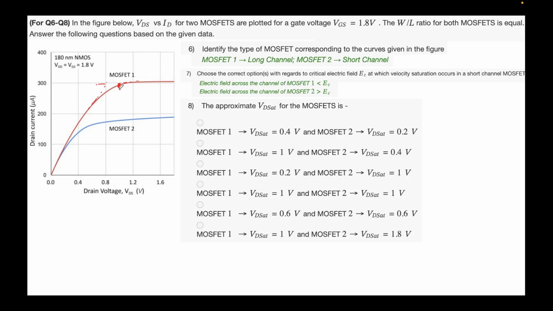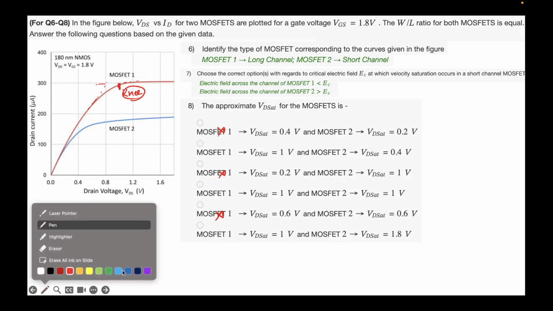So this is also known, by the way, as knee voltage, right? Knee voltage. So I can see that it's hitting, let's say, 90% of the saturation. So I'll call it saturated there. So this voltage is between 0.8 and 1.2. So this cannot be correct, this cannot be correct, and this cannot be correct. Okay, so it's 1 volt then. So they are saying that VDSAT for MOSFET 1 is 1 volt.